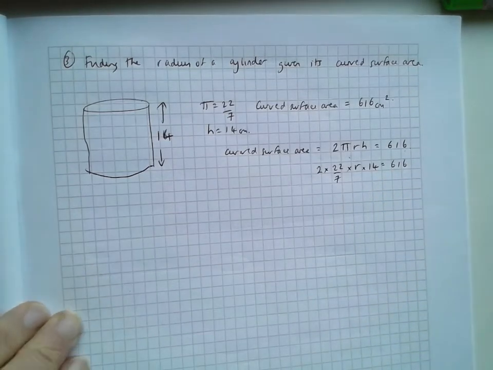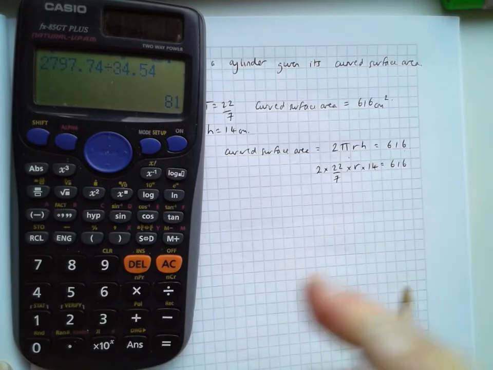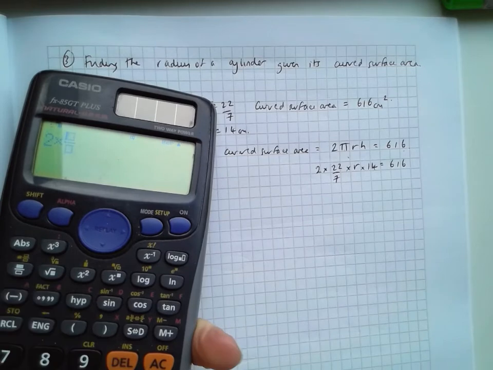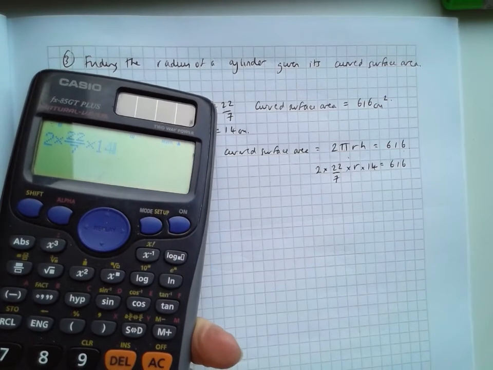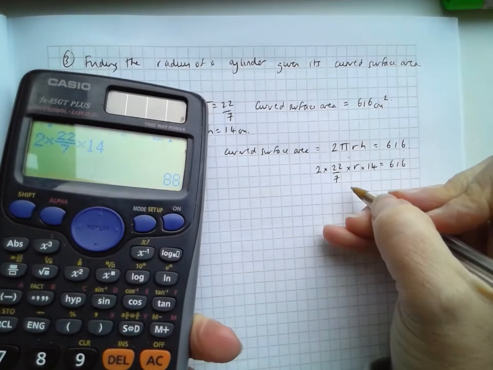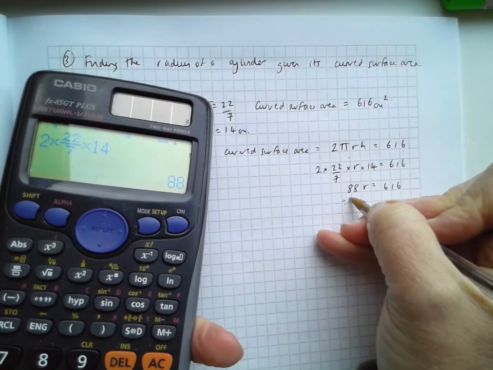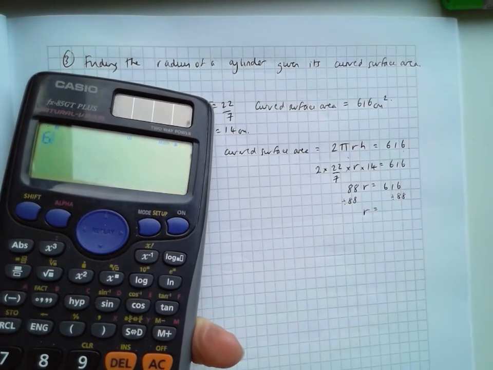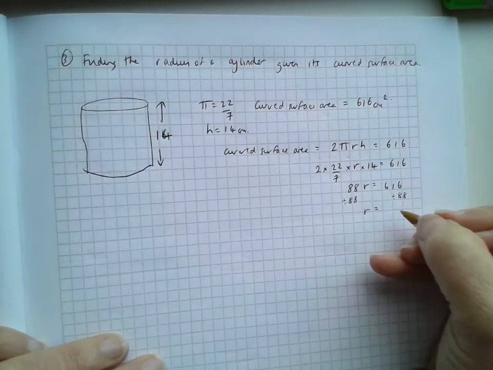So what I'm going to do is multiply all these fractions together on this side and see what I get. So 2 by 22/7 by 14. So that's 88 times r is equal to 616. So dividing both sides by 88, r is equal to 616 divided by 88, which is equal to 7. So r is equal to 7 centimeters.